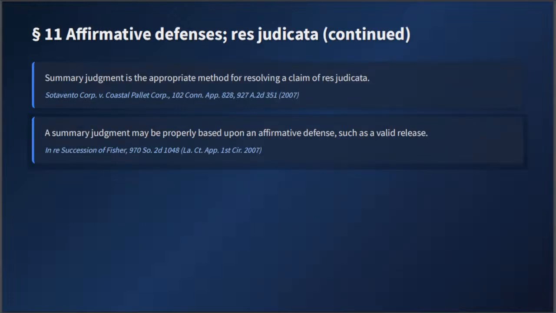And section 11 continued here. We got some cases. Summary judgment is the appropriate method for resolving a claim of res judicata. So there's a previous ruling, yes, and that's from the Connecticut 2007. Summary judgment may be properly based upon an affirmative defense, such as a valid release. This is In re Succession of Fisher, Louisiana Court of Appeals, First Circuit, 2007.